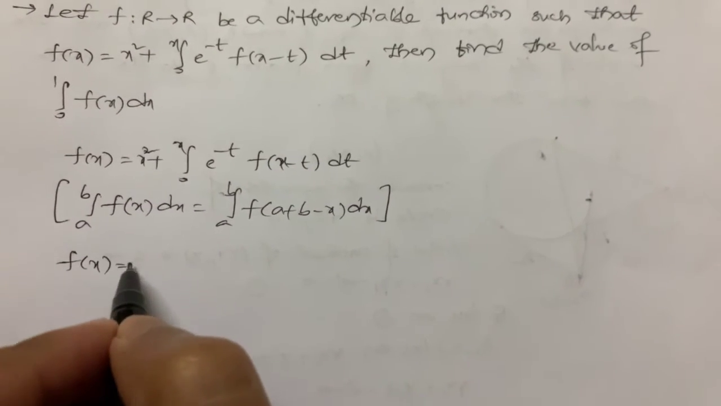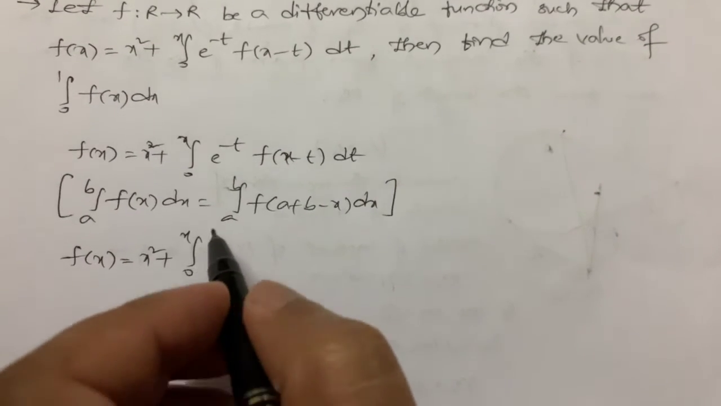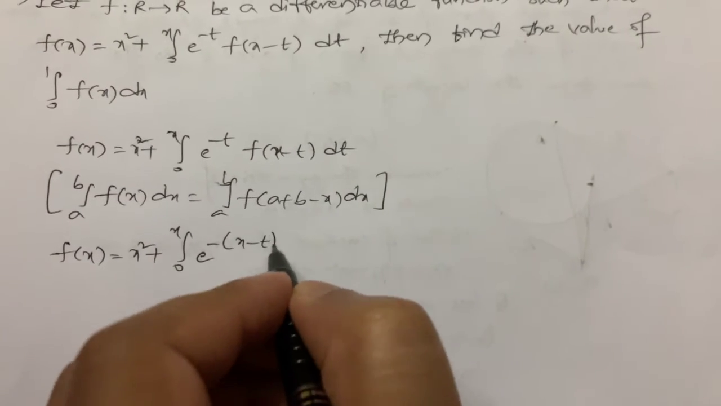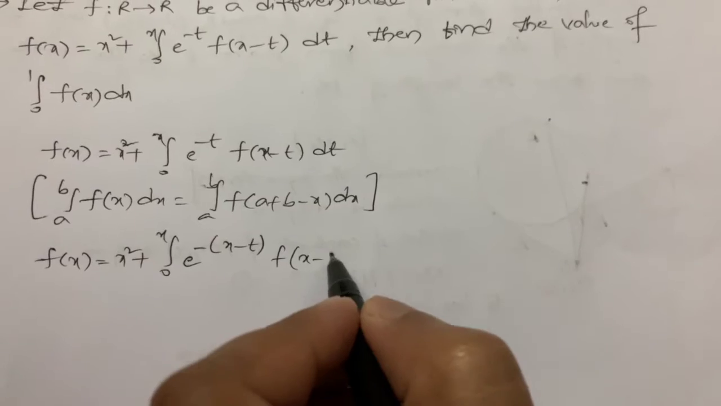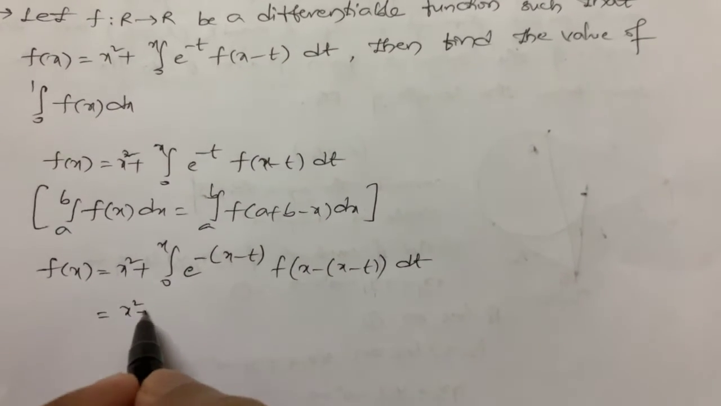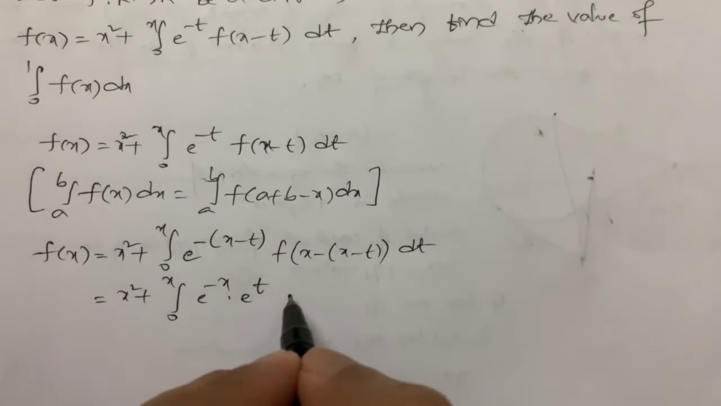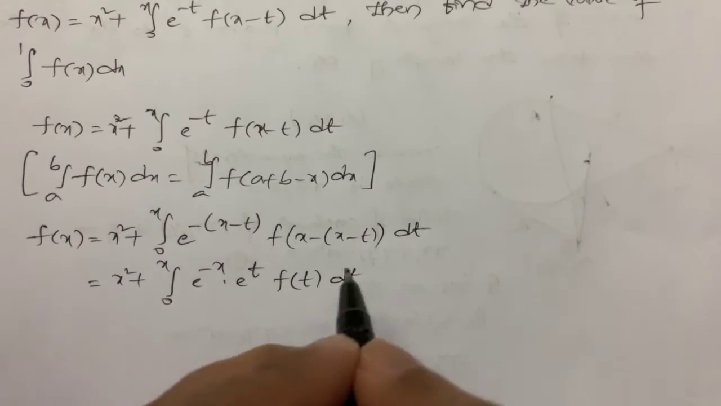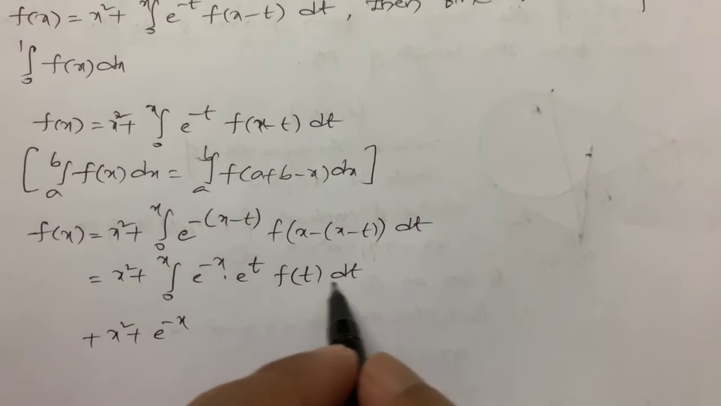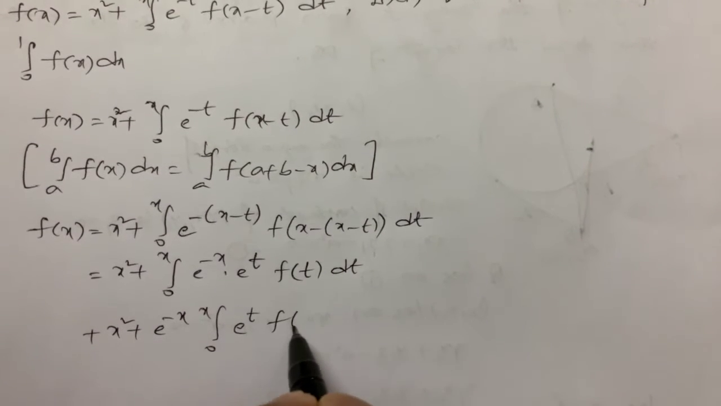So f of x is equal to x square plus integral 0 to x. Here a plus b is x, right? The variable is t, so we are replacing t by x minus t, so f of x minus t becomes f of t. So x square plus integral 0 to x, this is e power minus x into e power t into f of t dt. We can bring e power minus x out because this is t, this is x, so both are independent. So 0 to x e power t f of t dt.